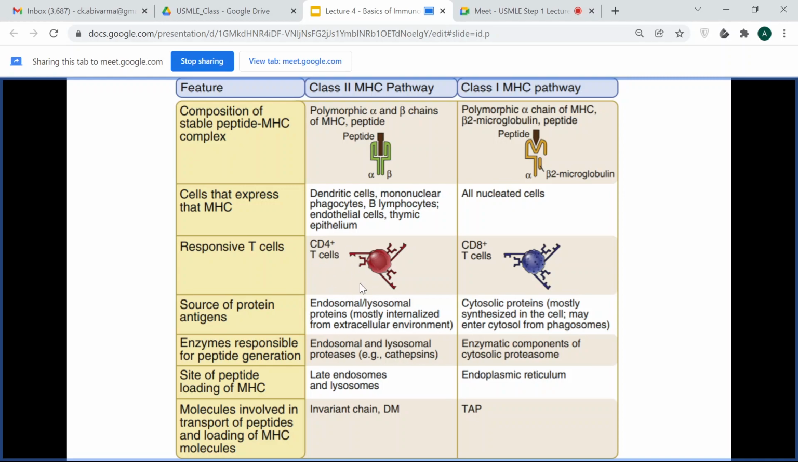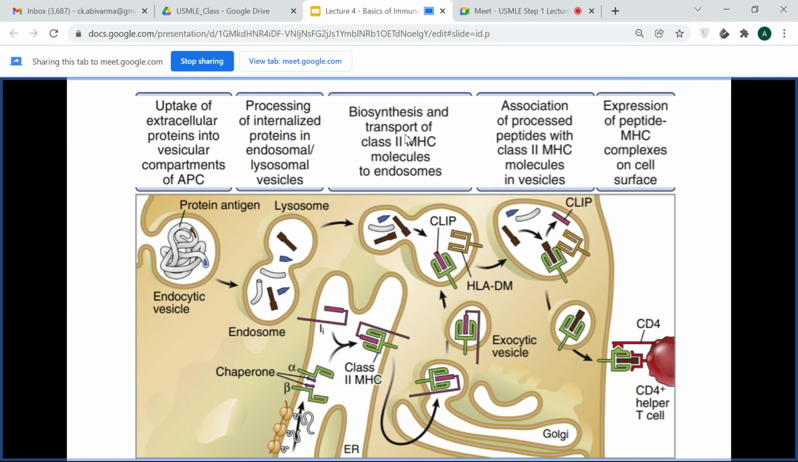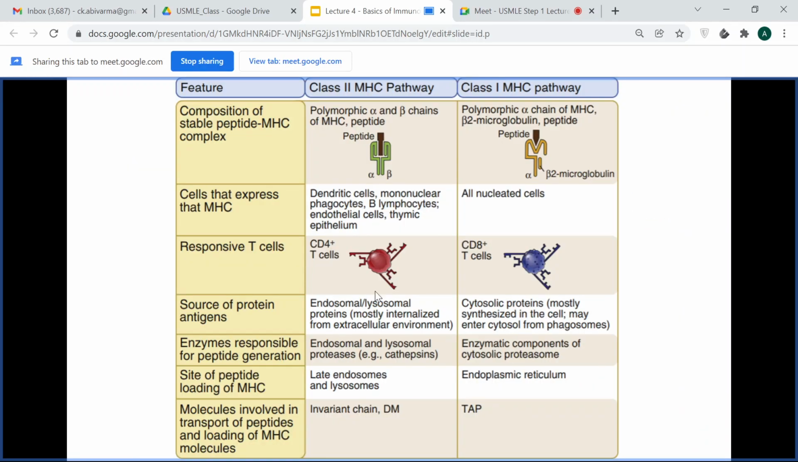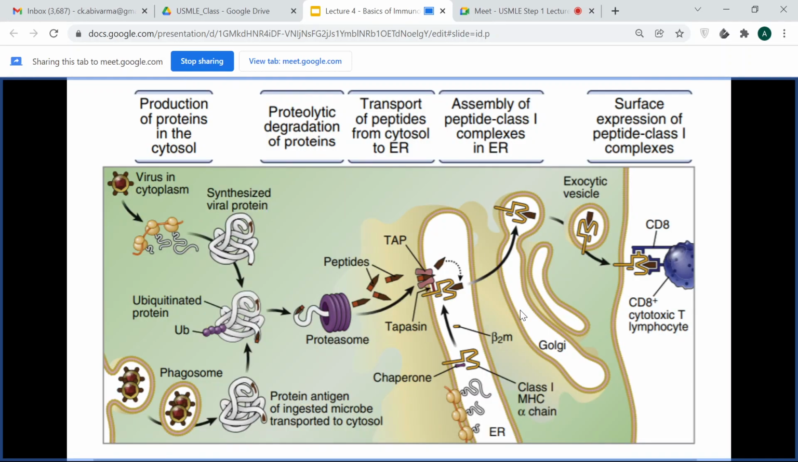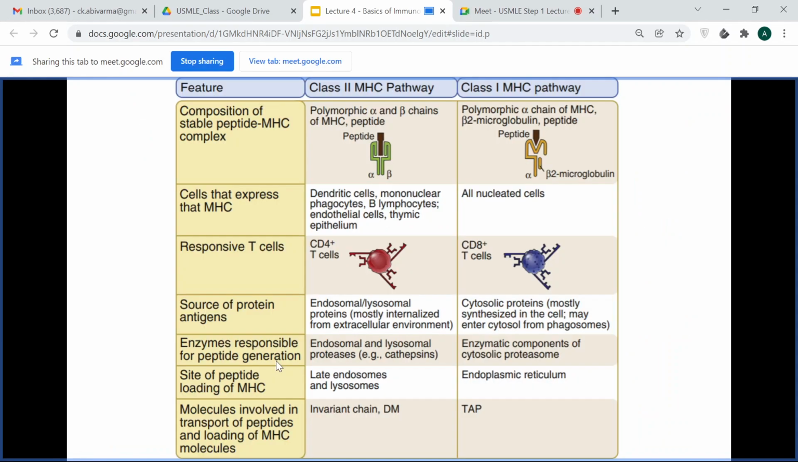And how do we get the protein antigen for MHC class 2 expression? It's supposedly an extracellular thing that we get from the lysosome, an endolysosomal protein, mostly internalized from the extracellular environment. Versus MHC class 1, it's usually a cytosolic protein. So it can be one of our own proteins that our body decides to attack, or it can be a viral protein that is being synthesized using our own machinery. That would be in MHC class 1.